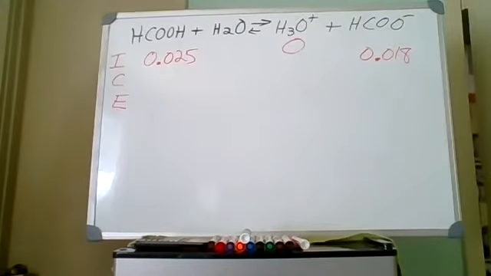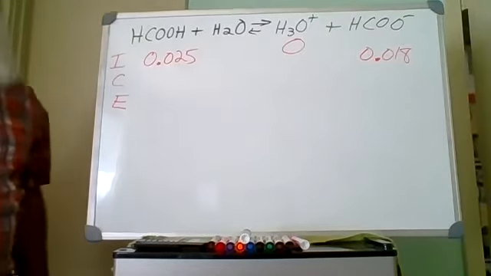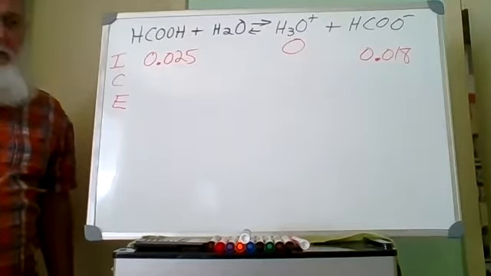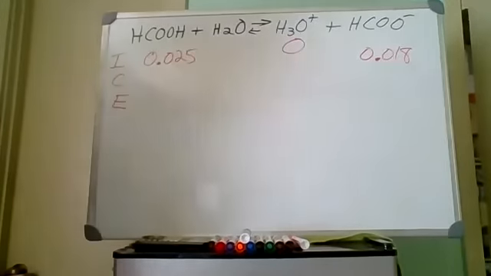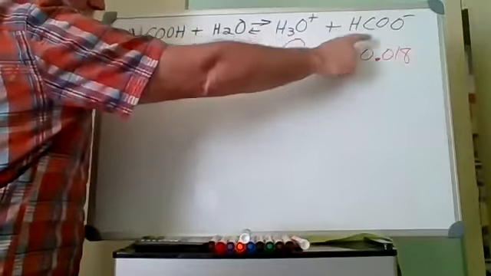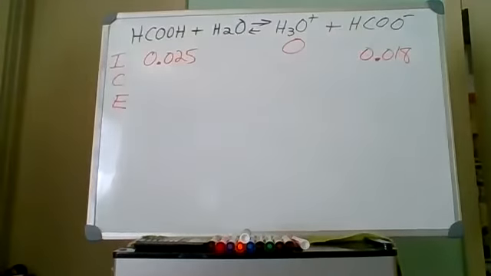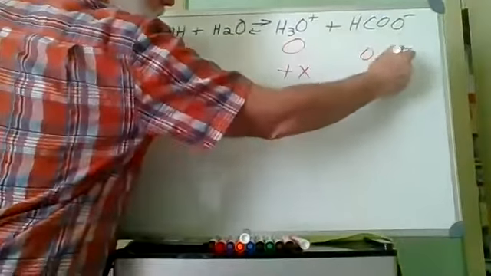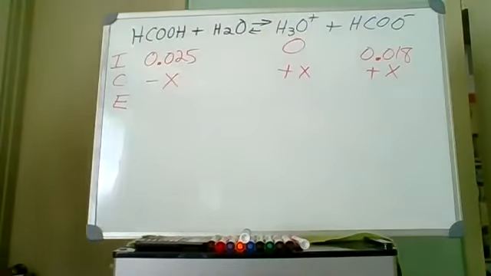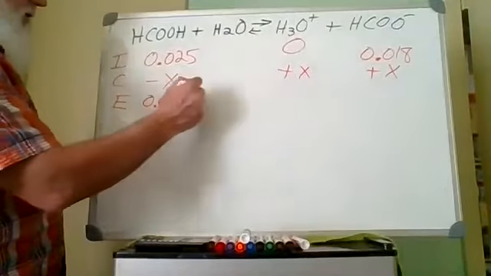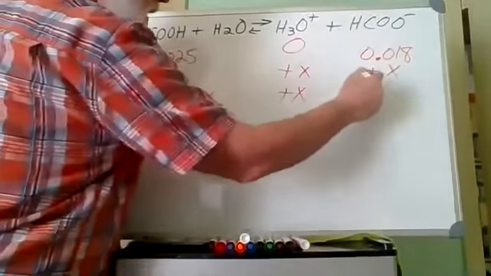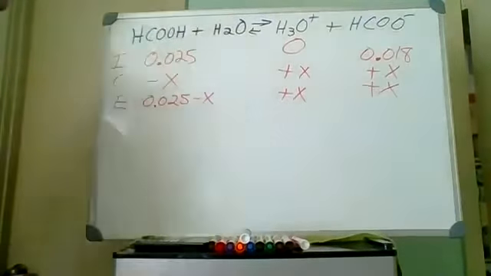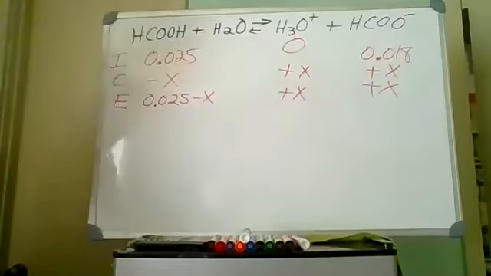Again, remember, any ionic compound that contains sodium ion, or potassium for that matter, will completely dissociate, without exception. It will be a strong electrolyte. So the starting concentration of the anion is just equal to the starting concentration of the sodium salt. What's going to be the change here? Some of this is going to dissociate. So minus X, plus X, plus X. Then at equilibrium, 0.025 minus X, plus X, plus X.